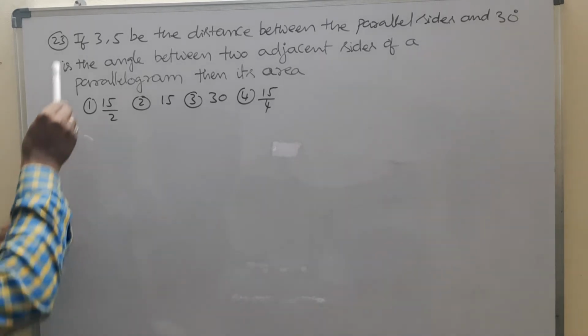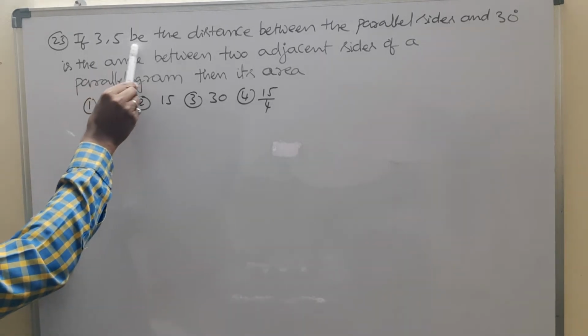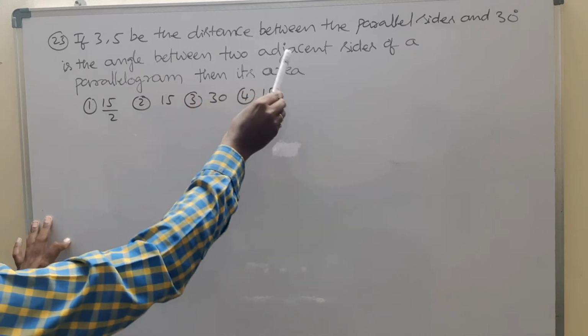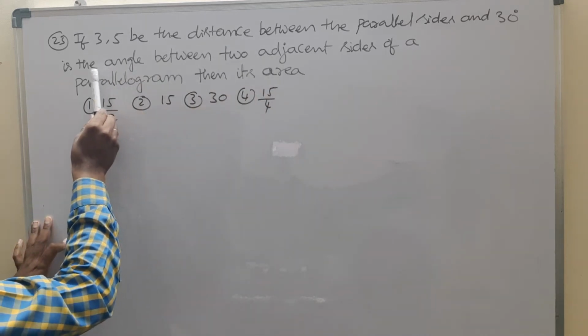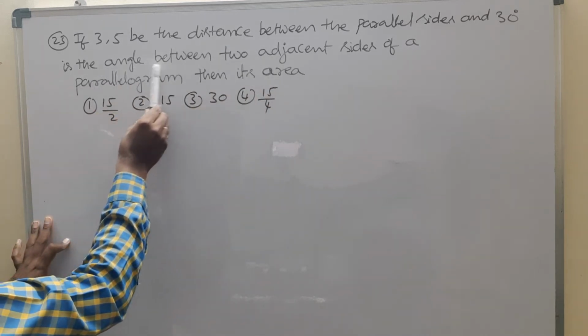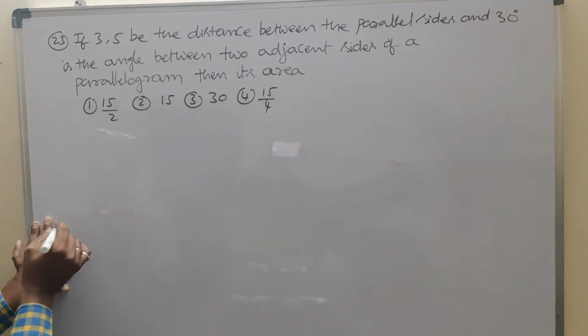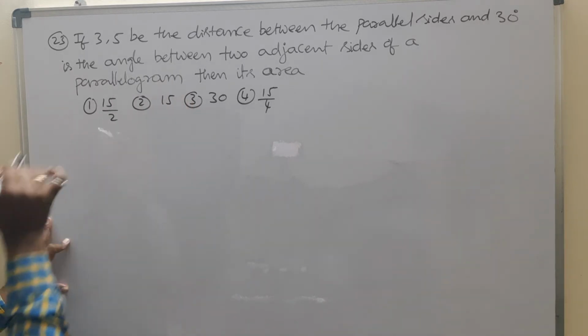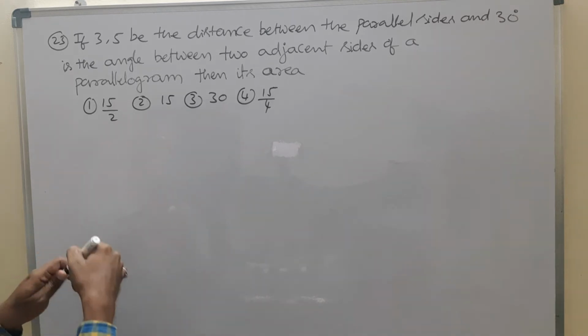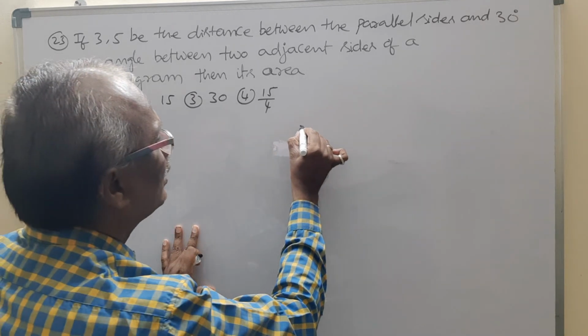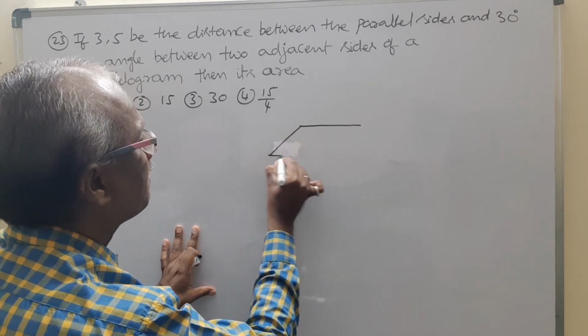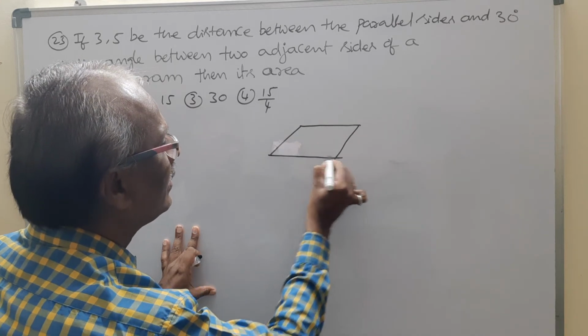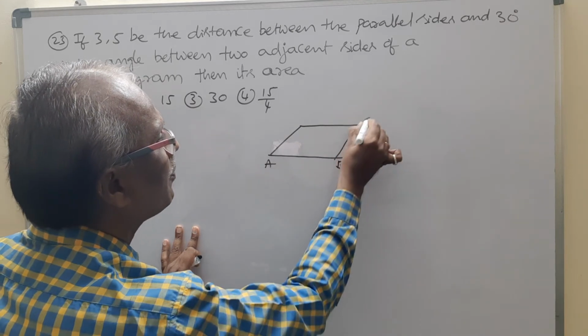Next, question number 23. If 3 and 5 are the distances between the parallel sides and 30 degrees is the angle between two adjacent sides of a parallelogram, then find its area. Here the four options are given. From the diagram, this is a parallelogram. Here ABCD is a parallelogram.